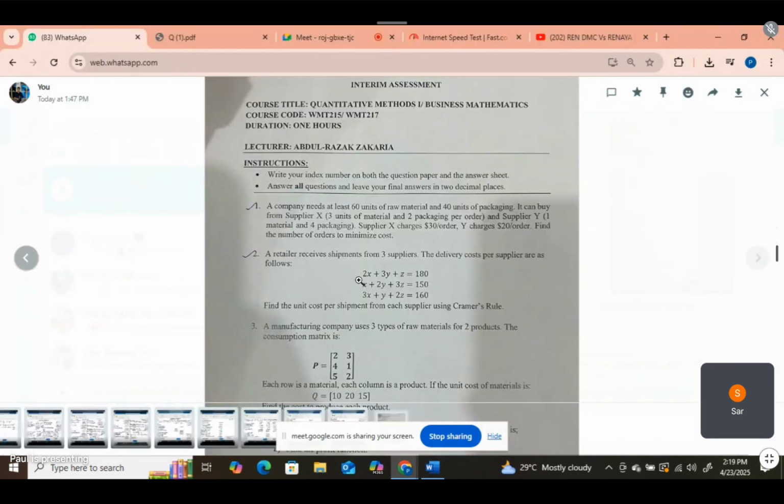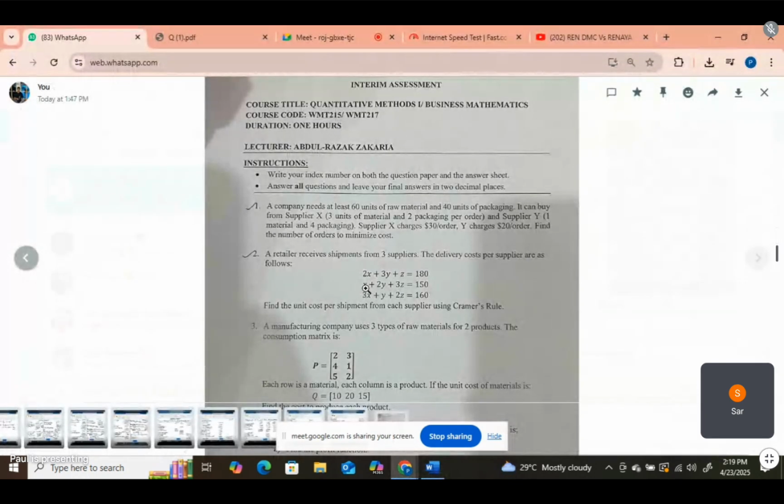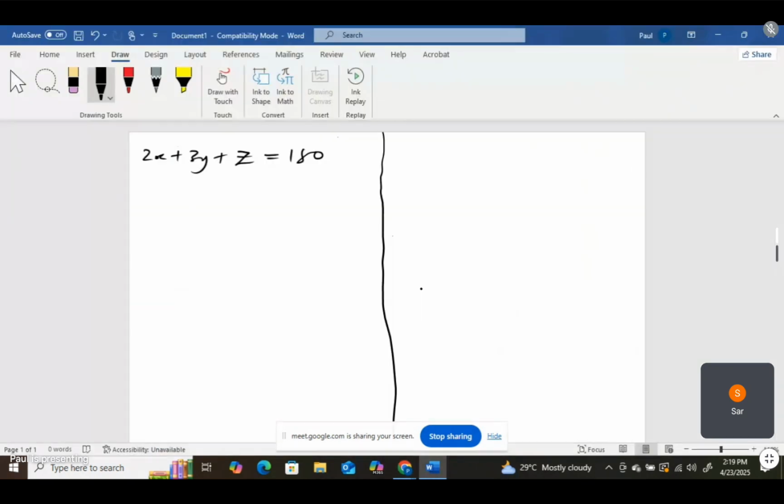Okay, so these are the equations. The first one is 2x plus 3y plus z being equal to 180. The second one is x plus 2y plus 3z being equal to 150.